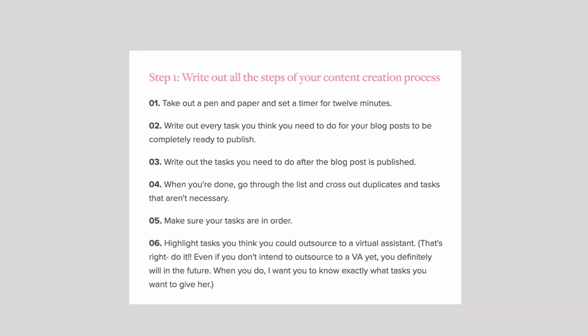Step one is to write out all the steps of your content creation process. So the first thing you would do is take out a pen and paper and set a timer for 12 minutes because you're going to use those 12 minutes to write out all of your steps.